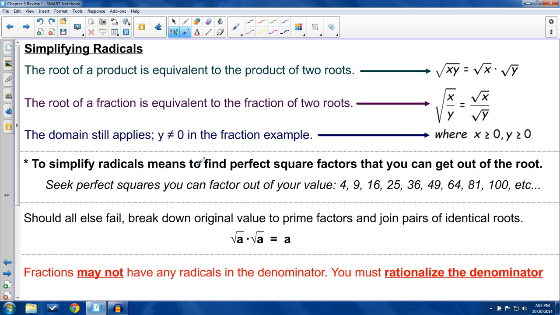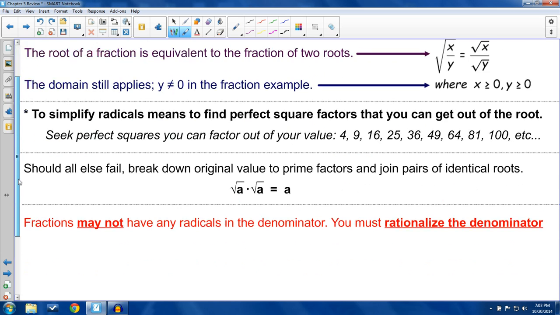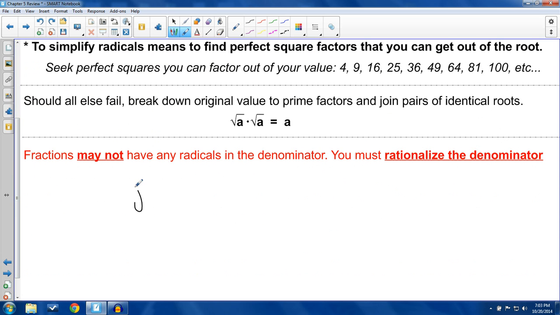Okay, again, to simplify these things means to get perfect roots out. So whenever you do these examples, you really want to make sure that you are trying to divide by a perfect square wherever you can find it. Use any of those numbers. Can you divide out of it? Okay, cool. If you can, move on. I'll give one example down here just in case I don't run into these as I go on.